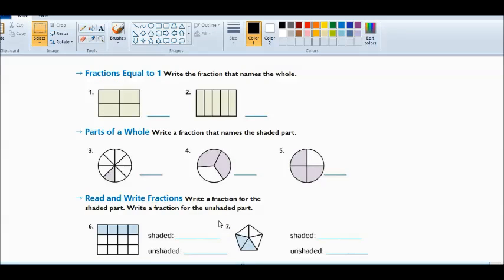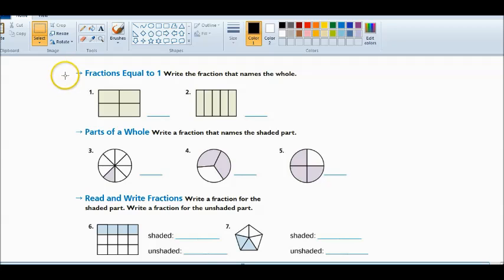Hello, fourth graders. Before we actually start Chapter 7, which focuses on adding and subtracting fractions, I thought it'd be a great time to review some skills you were taught in third grade, and also to preview some key vocabulary words that we're going to be utilizing in Chapter 7.